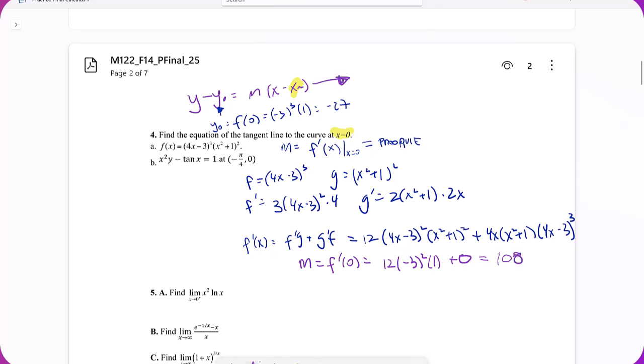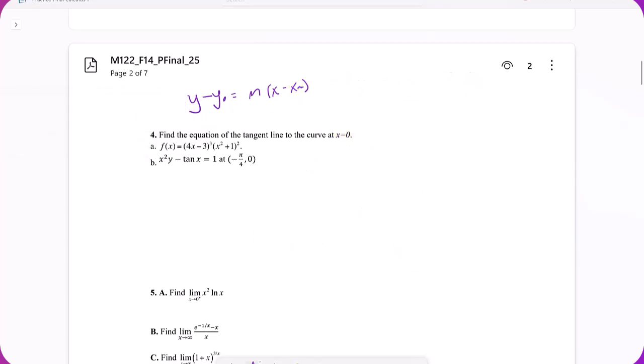Okay, so our equation of the line for this one is going to be y minus minus 27 is equal to 108 times x minus 0. You can leave it that way, but it's a 0, so we could go ahead and simplify. All right, so that's it for that one. Let me erase and then do the next one.